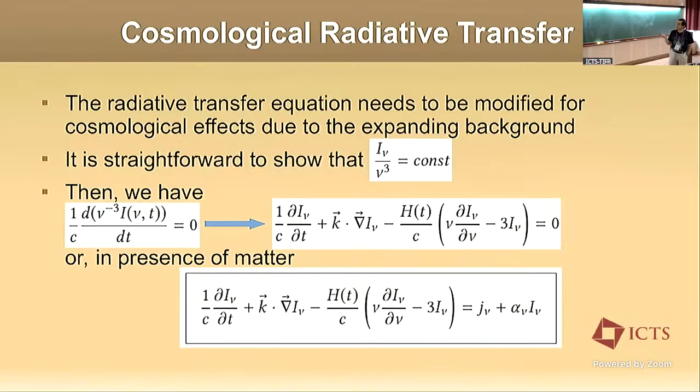And so this is the equation of radiative transfer in an expanding universe. Obviously, if the universe is not expanding, this will be 0, and you go back to the original equation in vacuum. So we are not completely crazy, right? They are consistent. And in presence of matter, you have exactly the same equation, but now you put, like we did before, some additional emissivity and some additional absorption, which you need to account for. So this is the full equation of radiative transfer in cosmology.